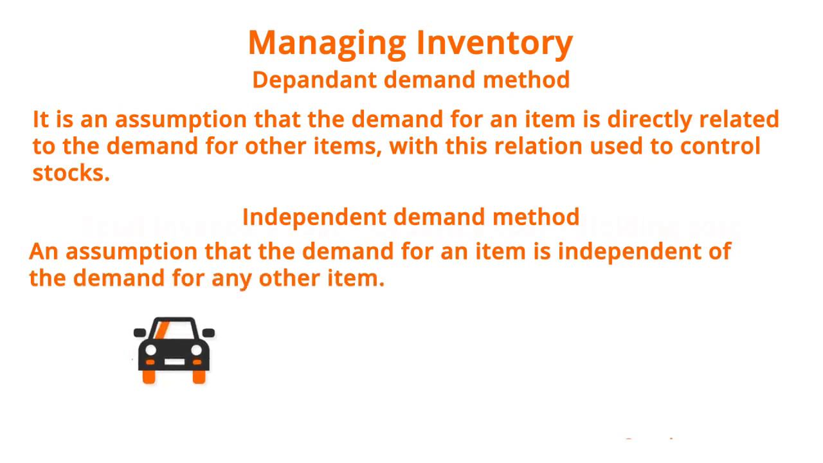Let's take the example of a car. The car, as finished good, is produced and held in inventory as independent demand item, while the raw materials and components used in the manufacture of the finished good, which is the car, derive their demand from the demand for the car and are hence categorized as what? Dependent demand inventory.